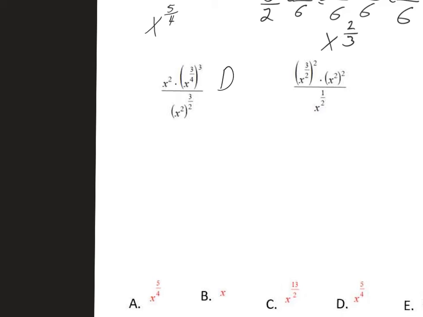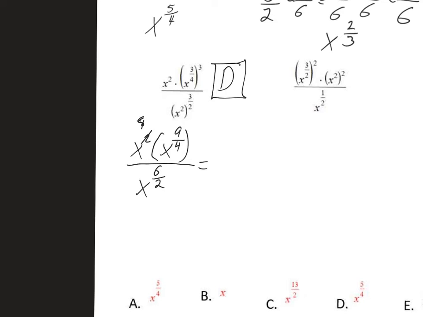Okay, so we should have gotten D. Let's just double check how that would work. So we have x to the second, and we have x to the, 3 times 3 is 9 over 4, all over x to the 2 times 3 is 6 over 2. Okay, so let's go ahead and add these together. So 2 is just going to become 8 over 4. 9 plus 8 is x to the 17 over 4, all over 6 over 2, which I can just write that as a 3 if I wanted to.